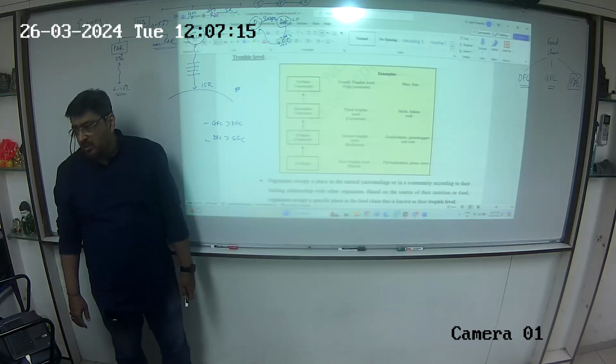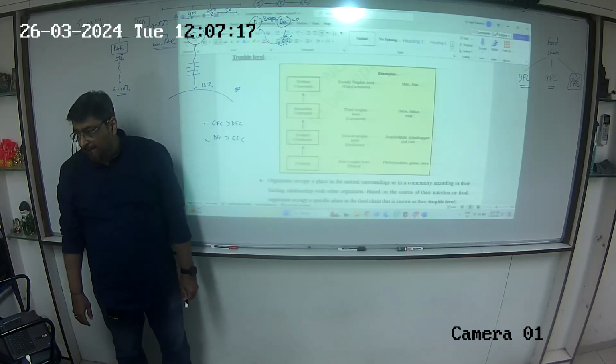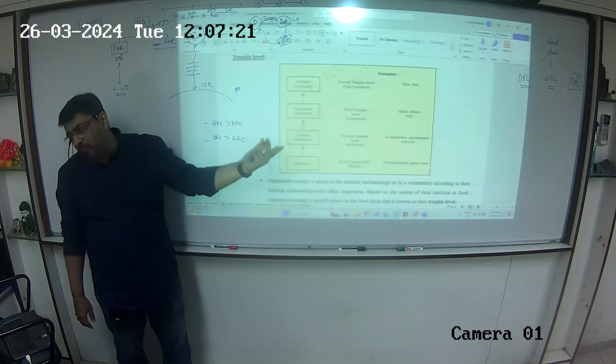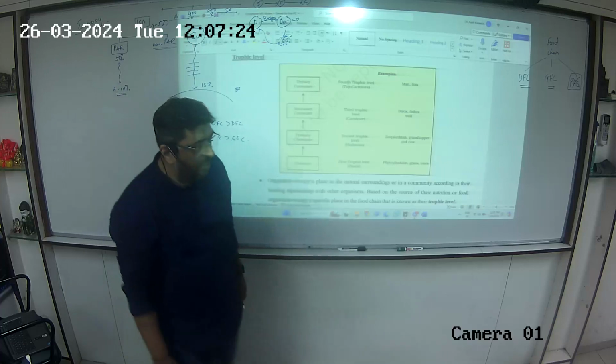So DFC on its own is not sustainable because there's no energy input. No, and it gets energy from the detritus, right? Only if it is connected to a GFC. Obviously. Okay.